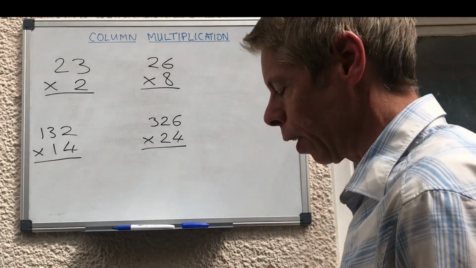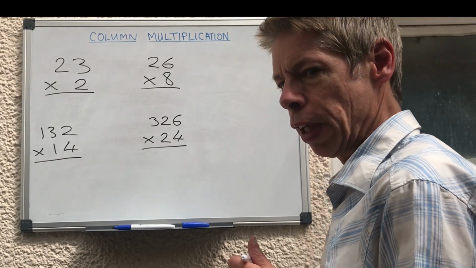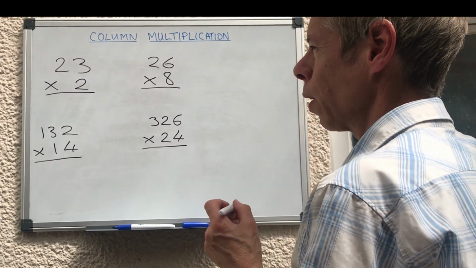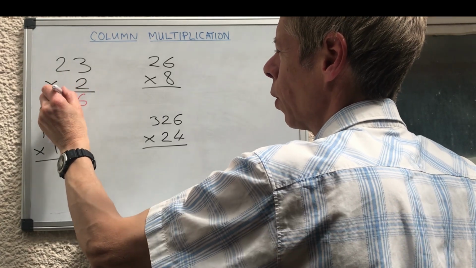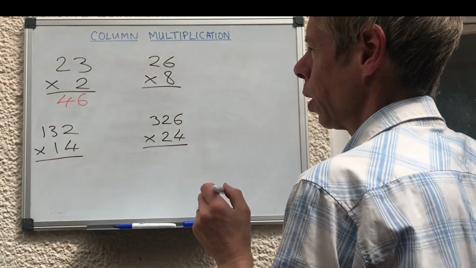Okay, so if you haven't finished, you might want to pause the video, finish them off, and then see what the answers are. So first question, let's go through it. 2 times 3 is 6. 2 times 2 is 4. So the answer is 46.